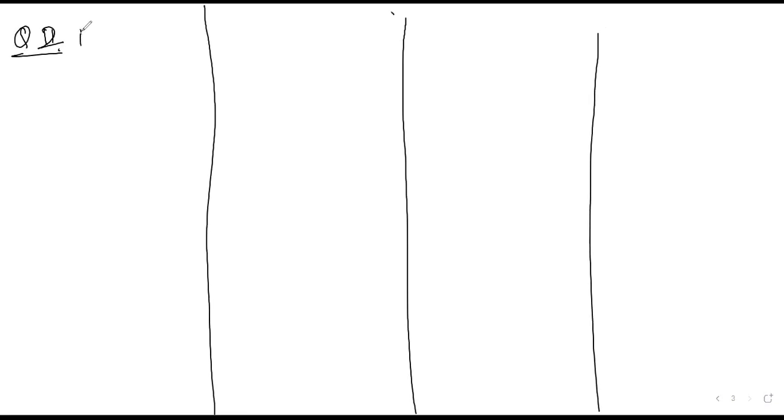Question number second, first part. 7 upon 24 minus 17 upon 36. Now, if we multiply by 24 here, that is okay, no problem, but the calculation part will be tough. So now we need to find the LCM of both the numbers.